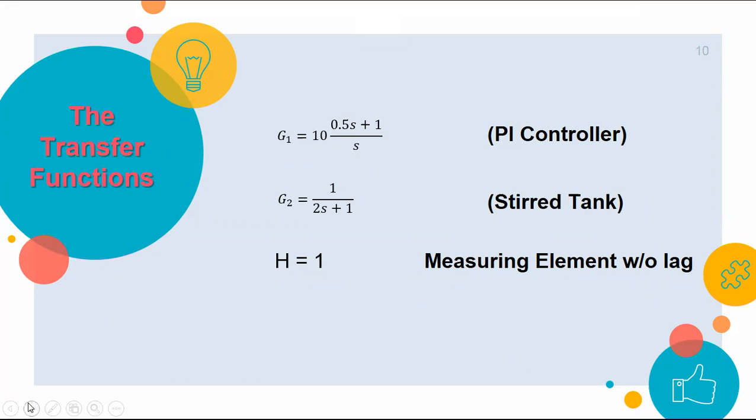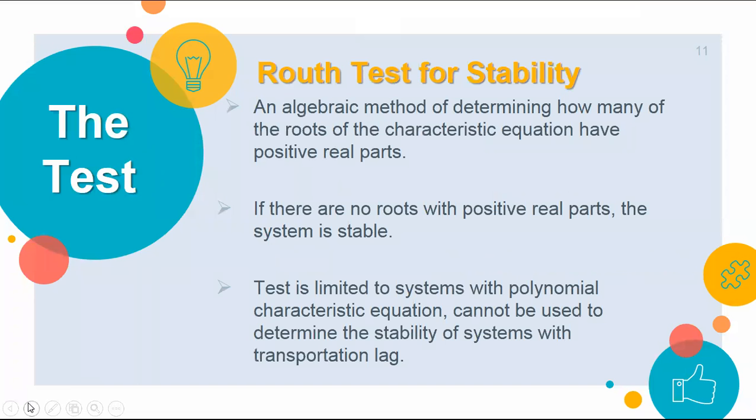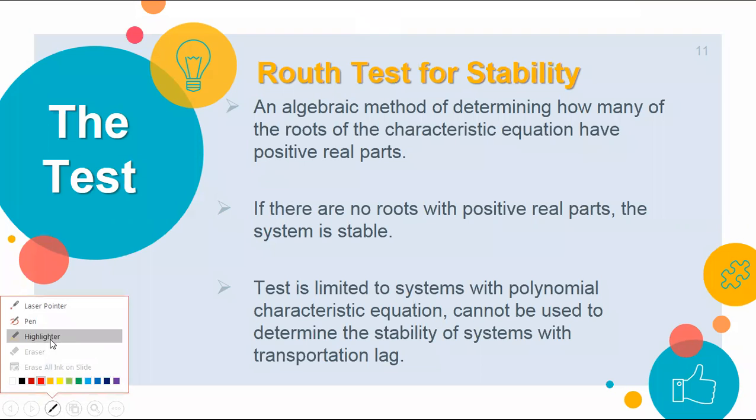Using this, we will come up with a characteristic equation to which we can apply the Routh test. Now, what is this Routh test for stability? It's an algebraic method of determining how many of the roots of the characteristic equation have positive real parts. Now, I'd like to explain this one.